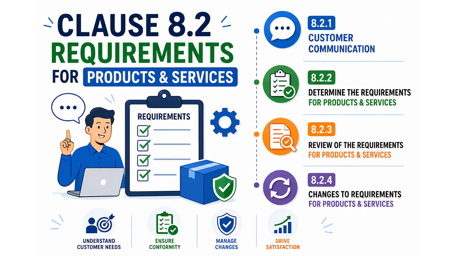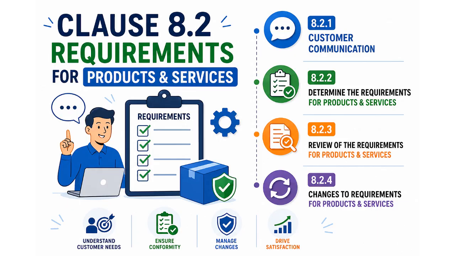Second subclause 8.2.2, that is determining the requirements for product and services. While determining requirements for product and services, the organization is required to clearly define product and service requirements, including applicable statutory, regulatory and organizational requirements, while ensuring they can meet all claims made to customers. Next subclause is 8.2.3, that is review of requirements for product and services.